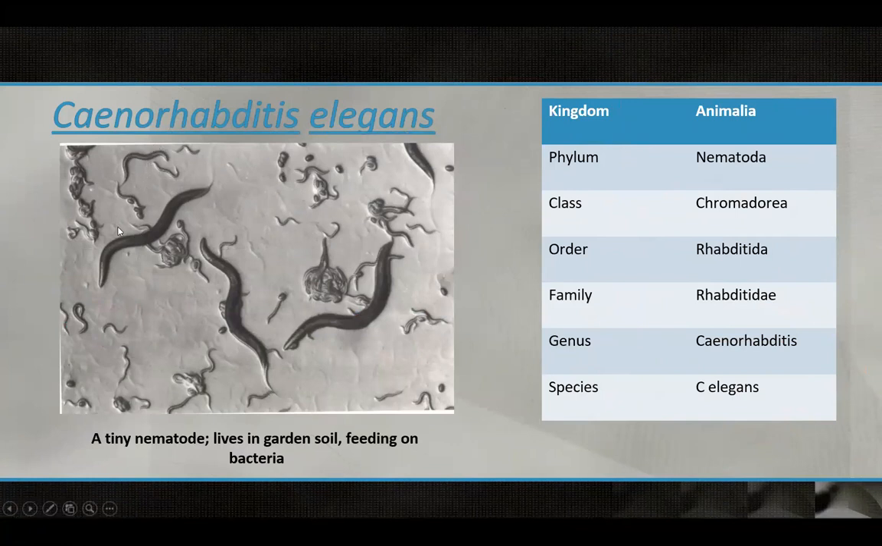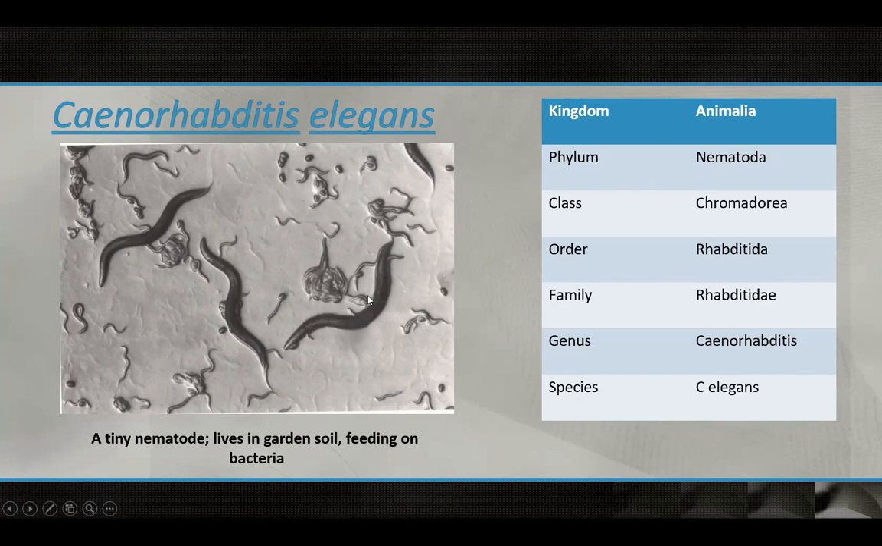So as you can find on your screen, you can find the C elegans. The C elegans is just an 8 to 10 millimeter long nematode. It belongs to the class Chromadorea, the order Rhabditida, family Rhabditidae, and the genus is Caenorhabditis elegans. Caenorhabditis elegans has been known for the formation of a vulva.